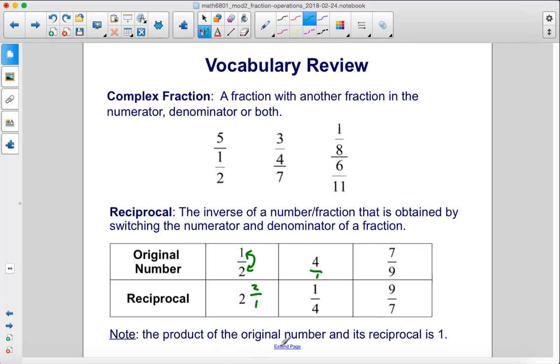The product of an original number and its reciprocal is 1. So if you take 7 over 9 and multiply it by 9 over 7, then we can cross-cancel all of it, and this all just becomes 1.